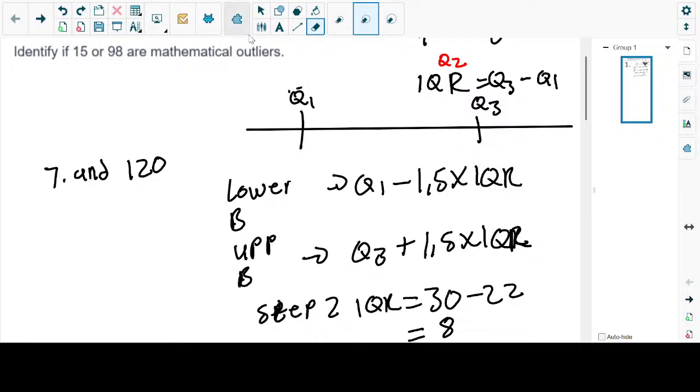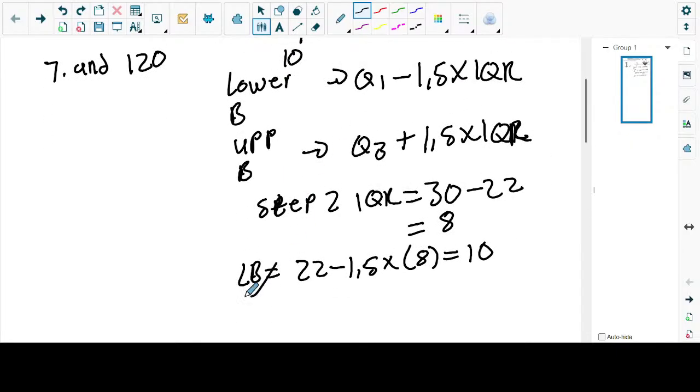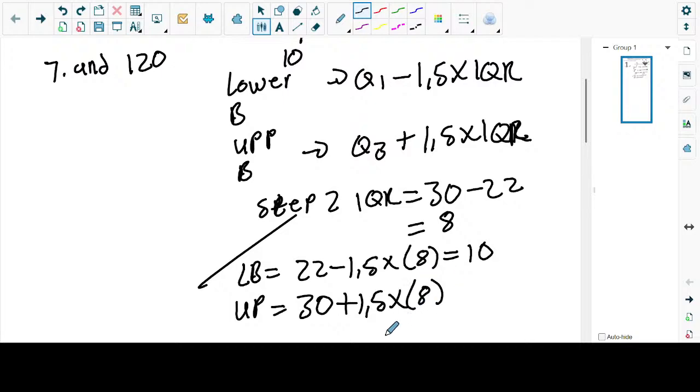Then let's have the upper boundary, UP. UP is equal to Q3, which is 30, plus, because for the upper value we're adding, 1.5 multiplied by 8, which is the IQR. The calculator gives an error again. So it's 30 plus 1.5 multiplied by 8.